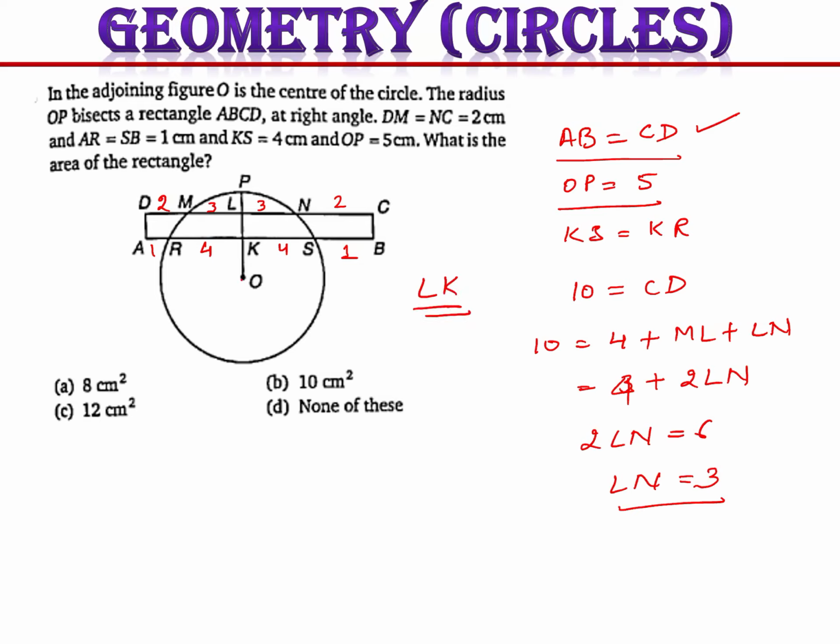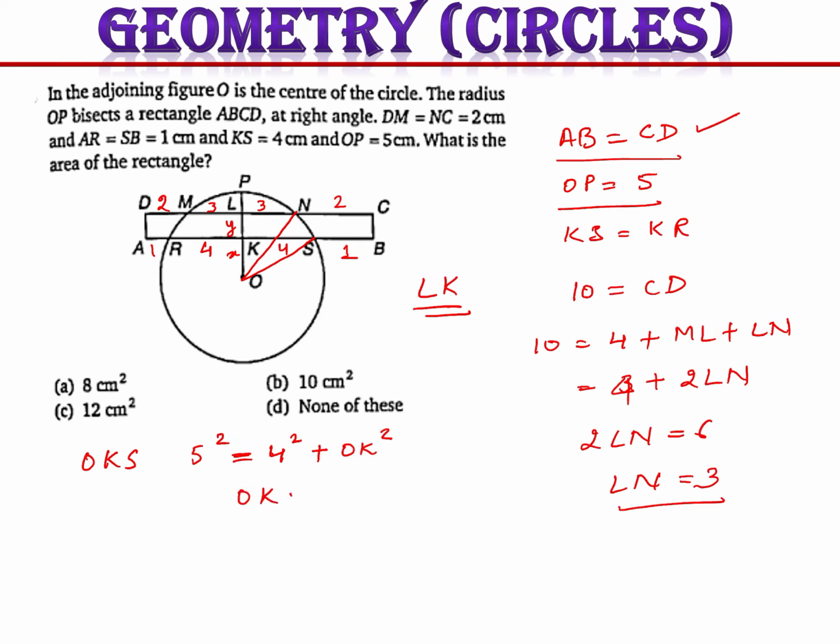So let's join OS and ON. In triangle OKS, OS is equal to 5. So 5 squared, let OK be equal to x. 5 squared is equal to KS squared, which is equal to 4 squared plus OK squared.